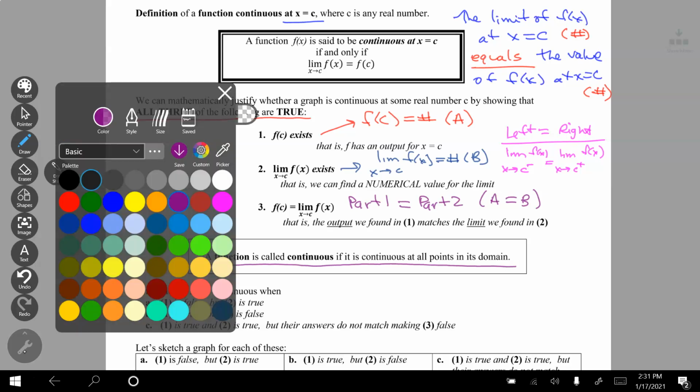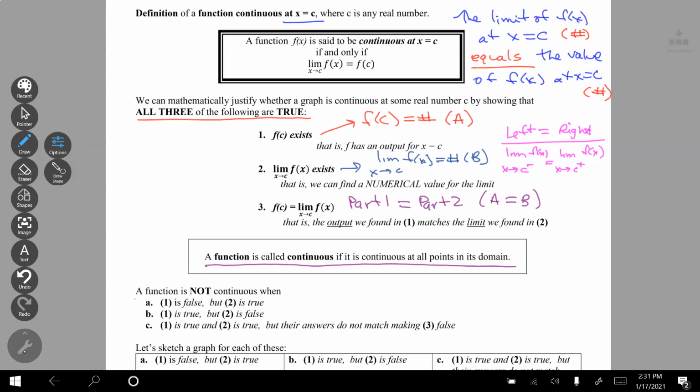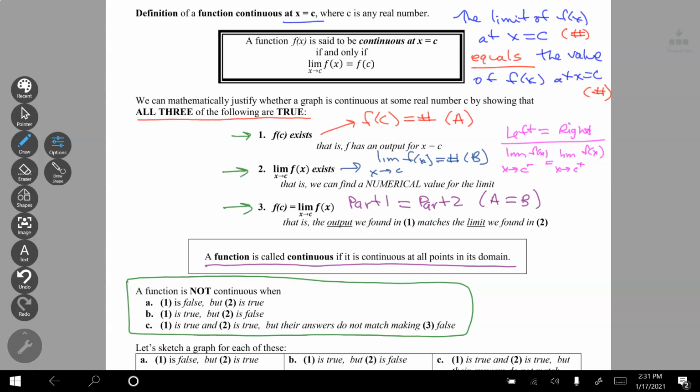Conversely, a function is not continuous if any part 1, 2, or 3 fails. We have 3 parts: part 1, the value exists; part 2, the limit exists; and part 3, part 1 equals part 2. If any part is false, then it is not continuous. Let's go through some examples.